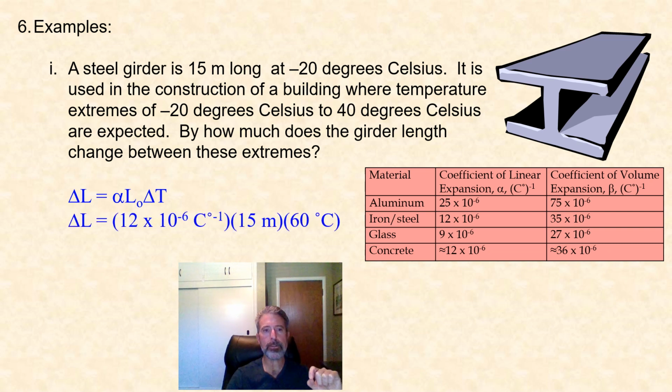Our initial length for the girder is 15 meters. And the extremes of temperature, the temperature range from minus 20 to 40, is a 60-degree temperature range. When we do the number crunching, we find that that beam will change in length by 0.0108 meters, which is about a centimeter. So when you think about that, that is a significant change in length for a 15-meter long beam.